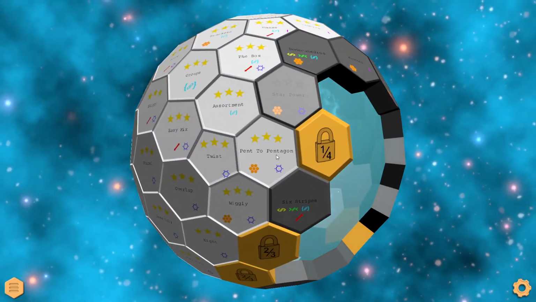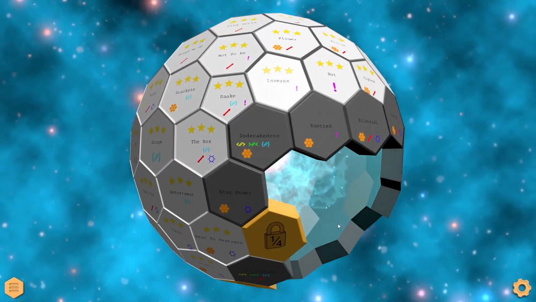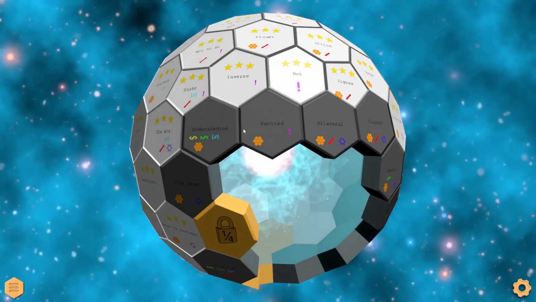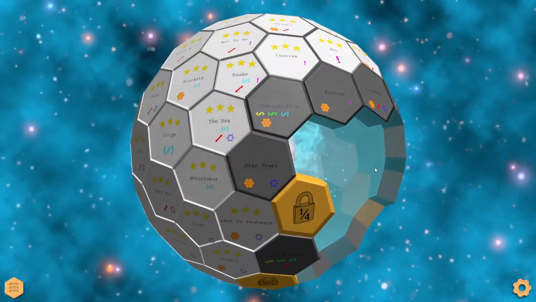That's a hell of a lot easier than both the box and snake, I would say. I think star power was also relatively easy, and I think I was planning on doing knotted afterwards, and that's also not that hard. Something like that, but we'll see.